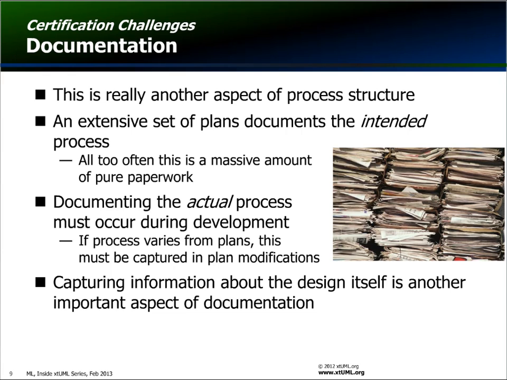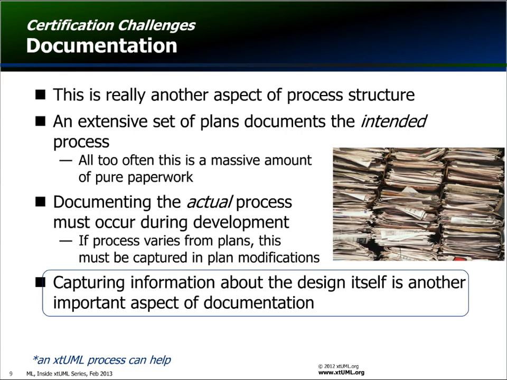I mentioned documentation already. This is really an important part of the process, though it certainly can feel overwhelming. Safety and mission critical programs can involve massive amounts of paperwork, starting with planning documents, then documenting the process, then documenting the design itself. So plans are captured, any deviations from the plans are captured, and even more important, all pertinent information about the design itself is captured. Now this last bit here that I've highlighted, this is really where an xtUML process can help.